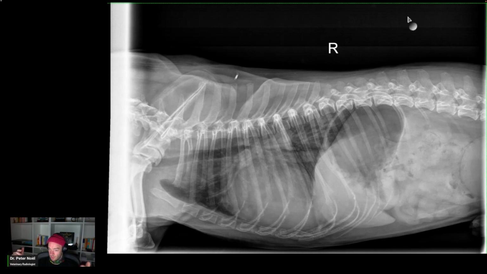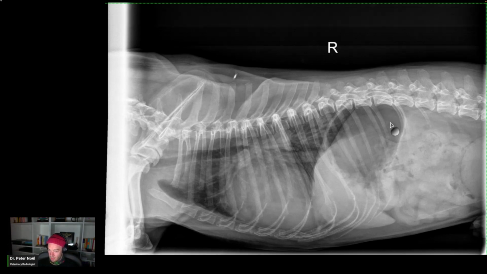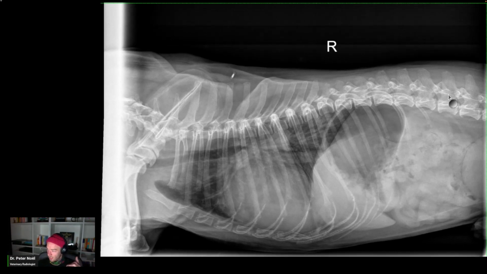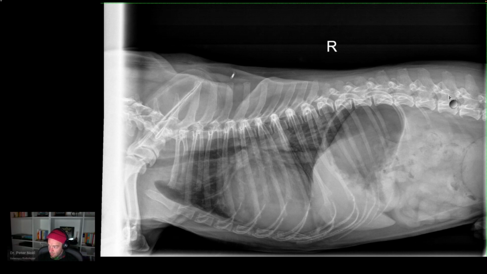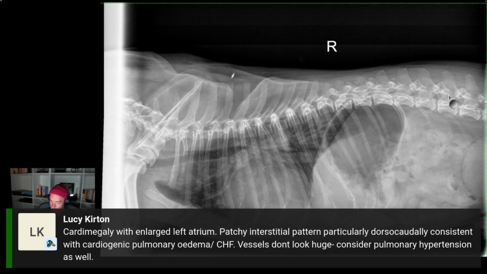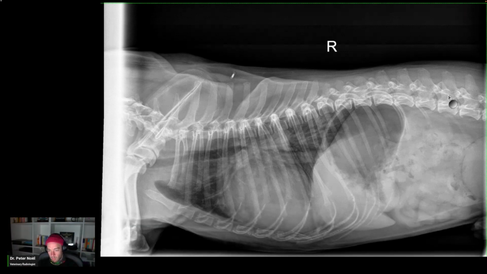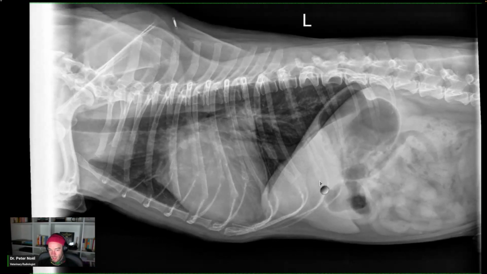So the first thing I'll do is I'll say, does it look like a cardiac silhouette? And in this case, it does. So it makes it less likely, not impossible, but less likely that the patient has pericardial effusion. So you go, okay, probably not pericardial effusion in this particular case. And then you go, does the dog have right-sided cardiomegaly?